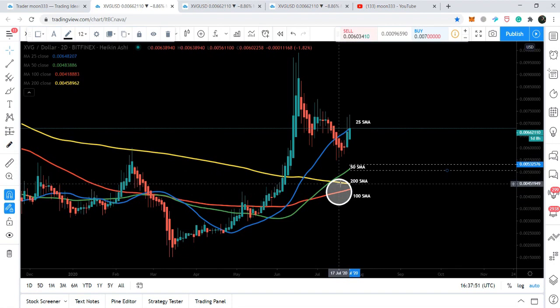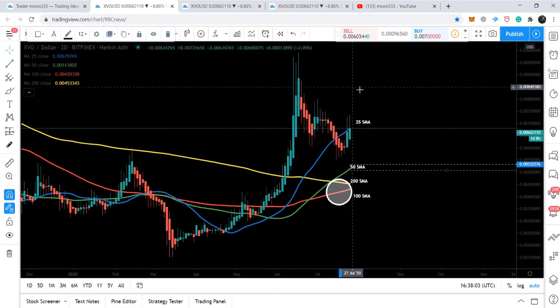After this bull cross, we will have very good support from the 25, 50, 100, and then 200 at the last, just below the price action, and a complete open alligator mouth by the simple moving averages will be formed. That is a really very powerful bullish signal on the 2-day chart.